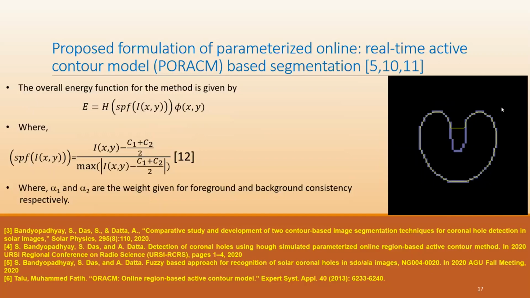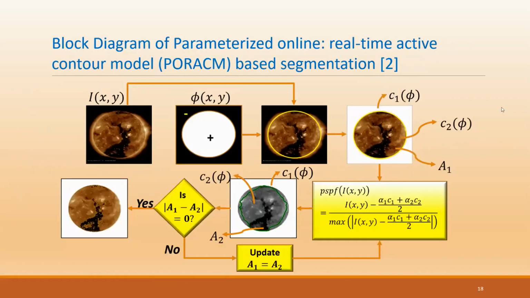Okay, so the same principle has been followed here. When we generalize the contour around the boundary of the images, it gets stuck on the object of interest, or on the boundary of the object of interest. So the same principle has been followed here, and this is the actual procedure.